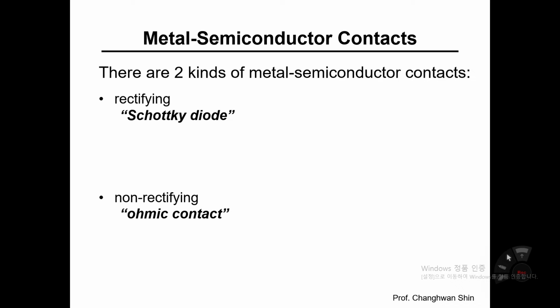Last week we learned there are two different types of MS contacts, one of which is a rectifying contact, or named, so to speak, a Schottky diode. In this case, for a given forward bias, I mean the positive bias on the metal side and negative bias on the semiconductor side, the current flow exponentially increases as the voltage difference between metal and semiconductor increases at a linear pace.